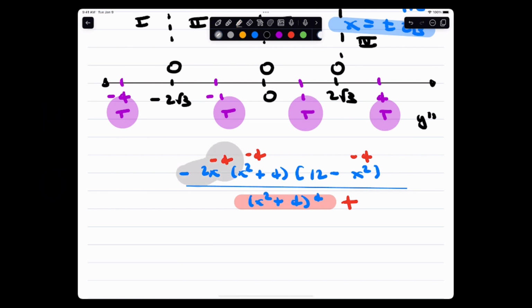So here, this is going to give me positive. Negative 4 squared plus 4 is another positive. And then 12 minus 4 squared, isn't that 12 minus 16? Isn't that negative? So here's all I'm saying. Positive times a negative divided by a positive will give me negative. Is that right? So region 1 is a negative region. We just care about the sign. We don't even care about the answer.